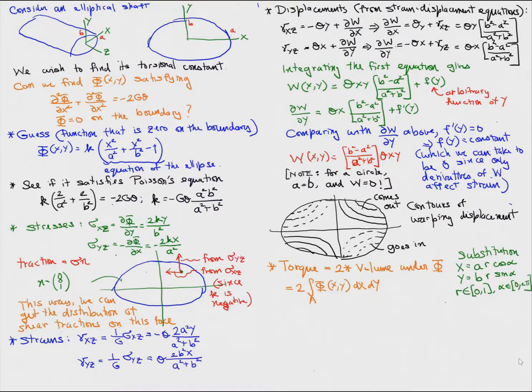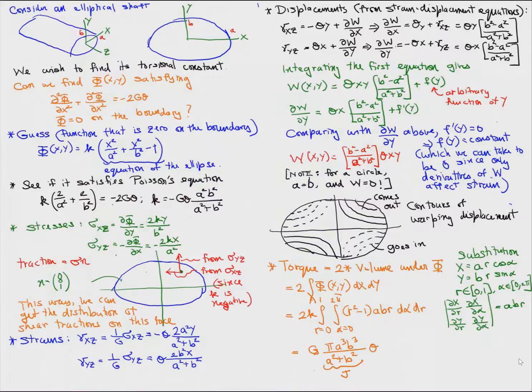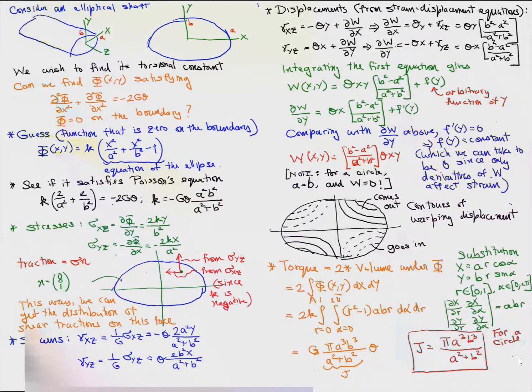Now let's calculate what the volume under the stress function phi is. So we do twice the integral over the area of phi of xy dx dy. Substituting x equals a r cosine alpha, y equals b r sine alpha, and just doing the integration, we find that the torque is G times J times theta, and from that we deduce that the torsional constant is pi a cubed b cubed divided by a squared plus b squared. And if we substitute a equals b, we get pi times a to the power of 4 divided by 2, which is the torsional constant of a circular shaft.